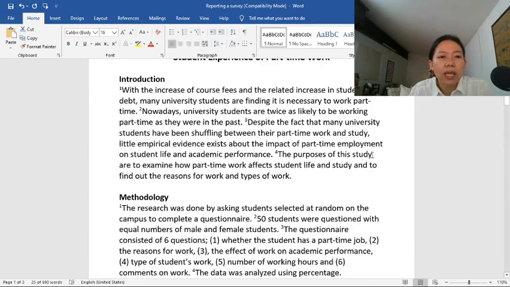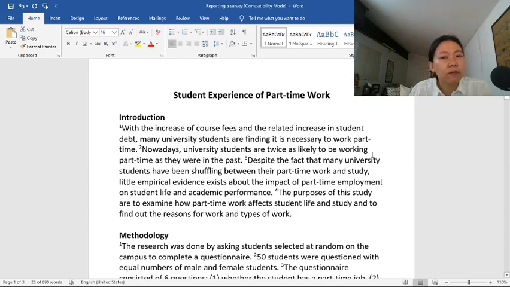So here are the details of the mini research, which contain the introduction part, methodology, findings, and conclusion. So in the next video, we are going to turn this research into a mini research presentation. So see you in the next video.